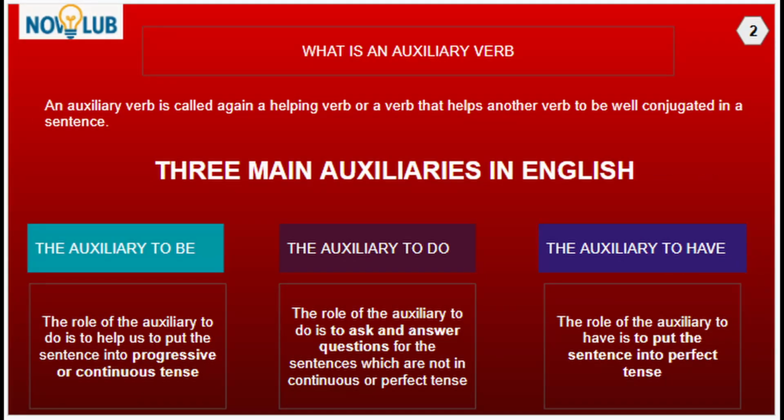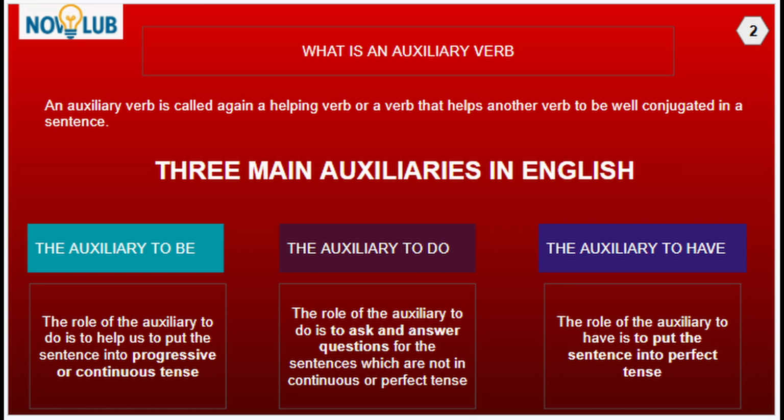If you understand only the role of these auxiliaries, you will be able to use them properly. The role of the auxiliary to be is to help us put a sentence into progressive or continuous tense. Progressive means in action. So to put it in action, you have to use the auxiliary to be. That is the role, full stop.